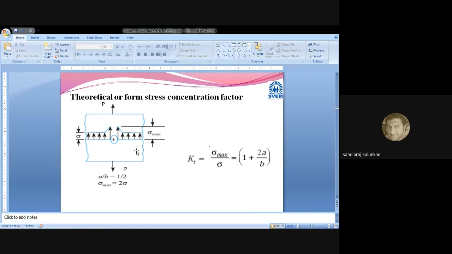मग ही नॉच सेन्सिटिव्हिटी मेजर केली जाते आणि त्याच्यानुसार मग आपण त्या नॉच सेन्सिटिव्हिटीचा वापर करून वी कॅन कॅल्क्युलेट द ऍक्च्युअल स्ट्रेस कॉन्सन्ट्रेशन फॅक्टर किंवा फटिक स्ट्रेस कॉन्सन्ट्रेशन फॅक्टर. मग तो फटिक स्ट्रेस कॉन्सन्ट्रेशन फॅक्टर काढण्यासाठी अगोदर आपण थेरॉटिकल स्ट्रेस कॉन्सन्ट्रेशन फॅक्टर काय आहे ते बघू. त्या थेरॉटिकल स्ट्रेस कॉन्सन्ट्रेशन फॅक्टरचा मॅथमॅटिकल फॉर्म्युला आहे की मॅक्झिमम स्ट्रेस डिवाइड बाय नॉर्मल स्ट्रेस.